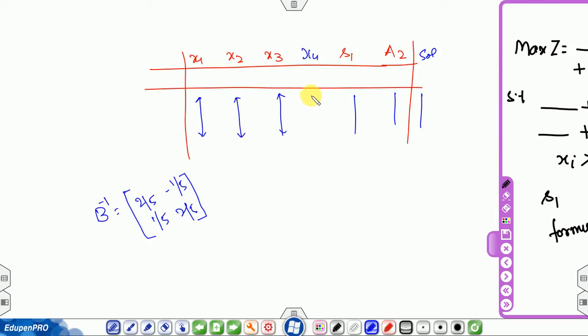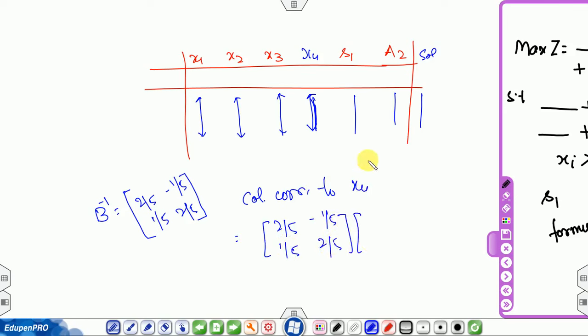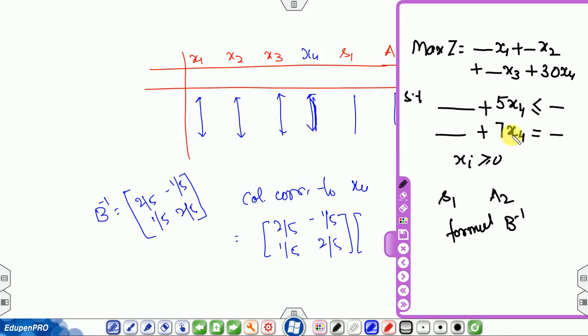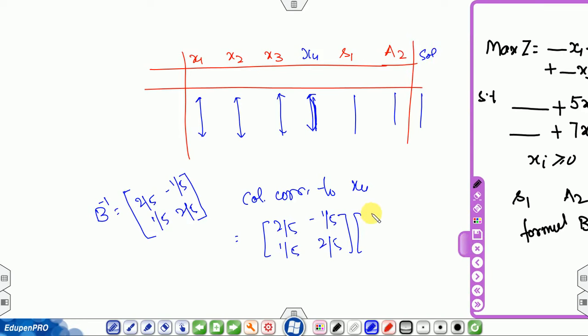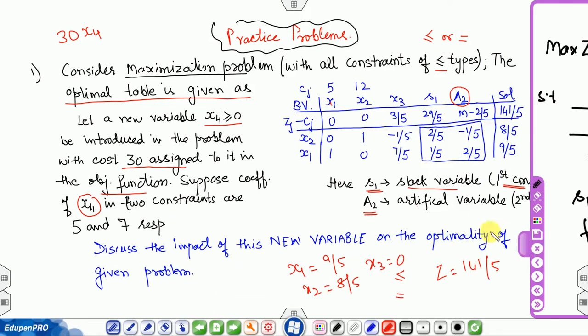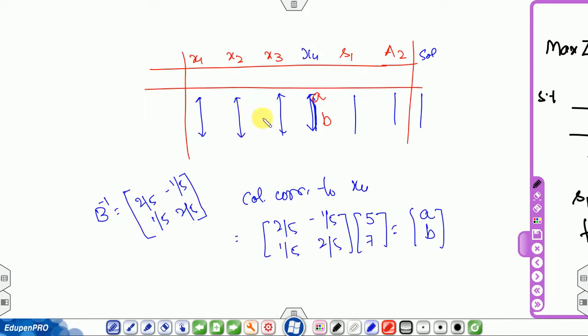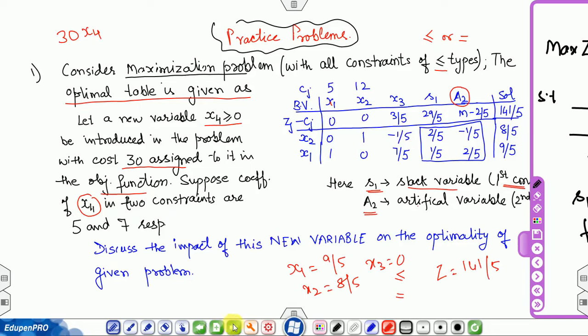Now how do you find this value? The column corresponding to x4 is B inverse, that is 2 by 5, 1 by 5, minus 1 by 5, 2 by 5, multiplied by the column corresponding to x4, which is 5, 7. So you get the column entries. Since this is the optimal table, there is no change in these values, so that is 0, 0. This is 3 by 5.